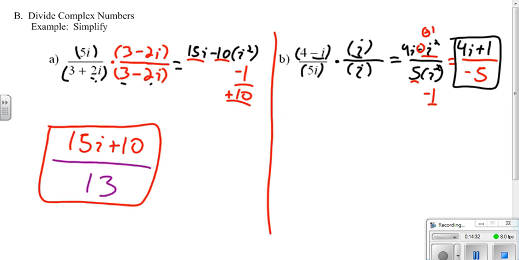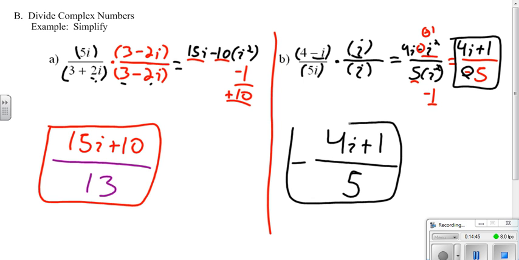If we want to simplify that, we can notice that we have a minus here, or a negative sign. We can pull that out to the front, and we would be left with 4i plus 1 over 5. Both are acceptable answers. And that concludes complex numbers.